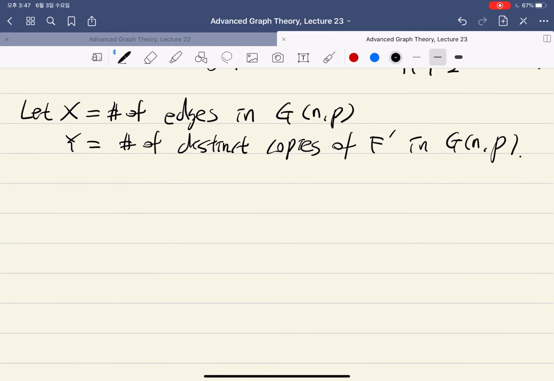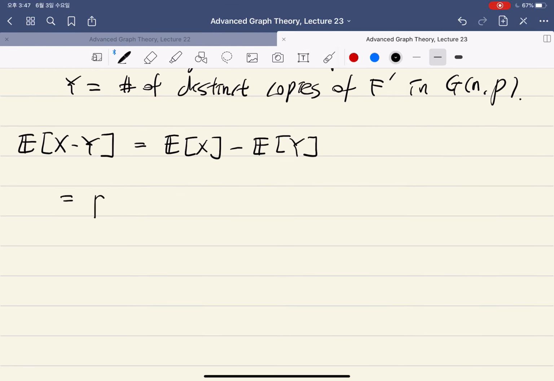Then by linearity of expectation, what we know is that if you subtract Y from X, then that's the same as expectation of X minus expectation of Y. And each edge is included with probability p. So this is p times n choose 2. And what's the expectation of Y? You choose n vertices.